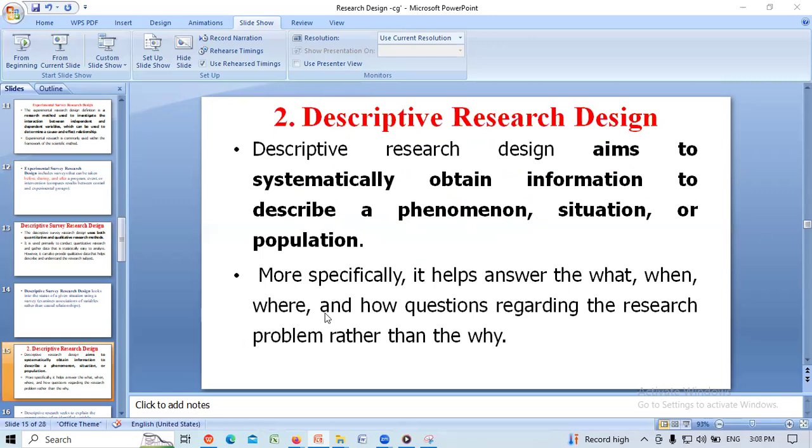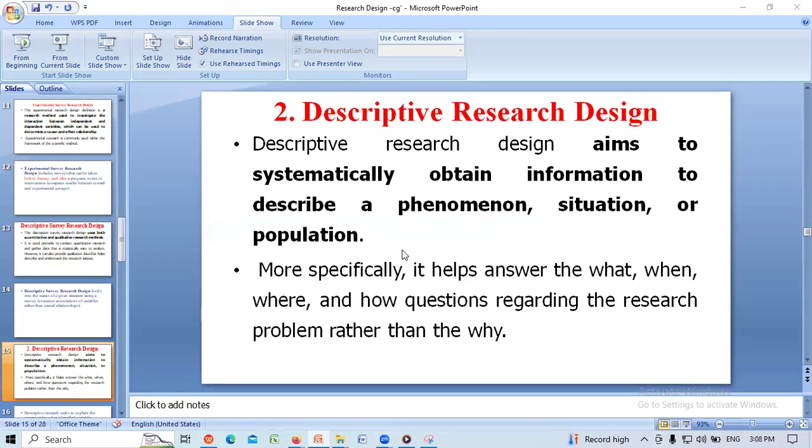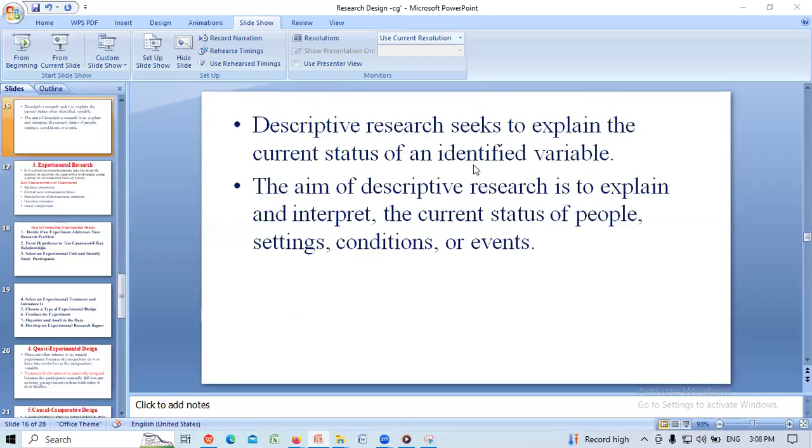Descriptive research design aims to systematically obtain information to describe a phenomenon, situation, or population. More specifically, it helps to answer the what, where, and how questions regarding the research problem, rather than the why. Descriptive research seeks to explain the current status of the identified variables. The aim of descriptive research is to explain and interpret the current status of the people, setting, condition, or events.